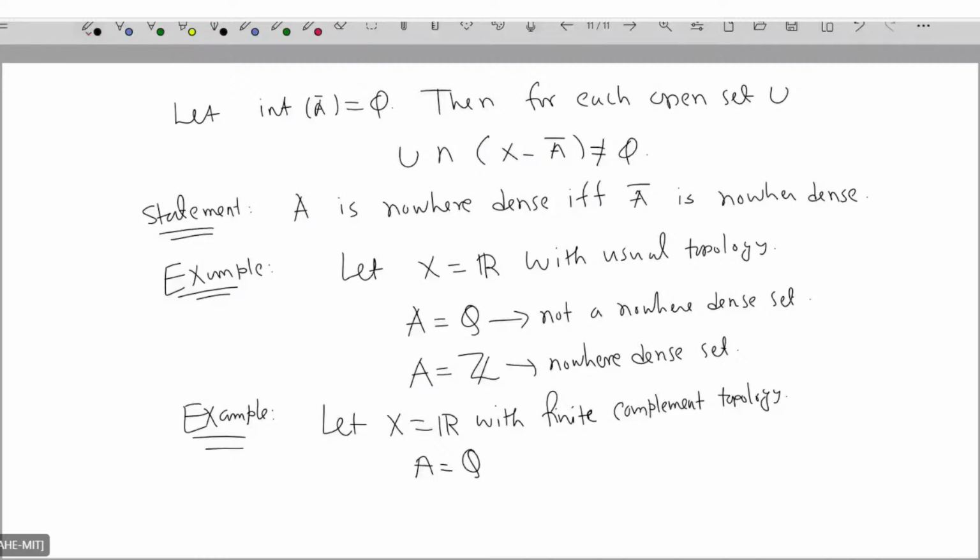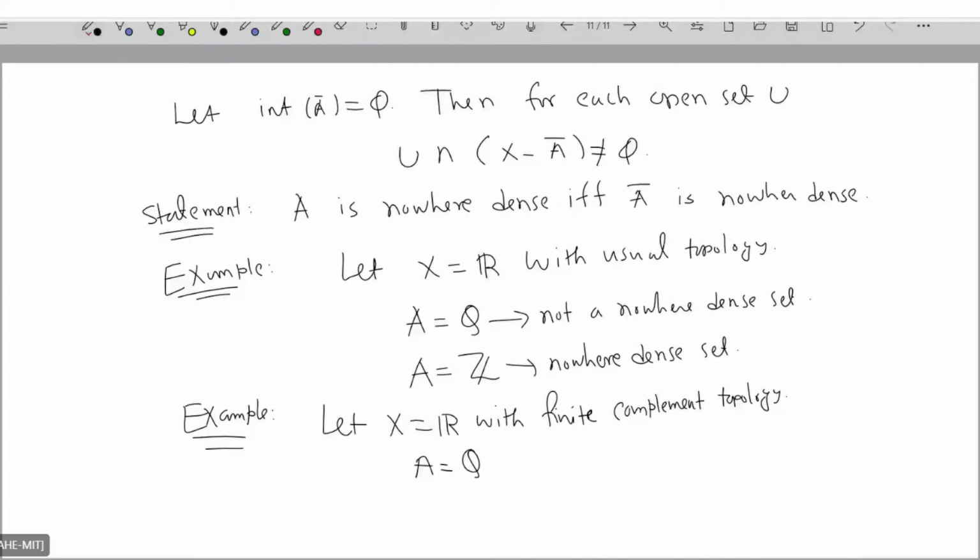So finite complement topology means the collection of all subsets of R whose complement is a finite set, union the empty set. The empty set is included separately, because the complement of the empty set is the whole of R, which is not a finite set. Okay, so in that way, that's correct.